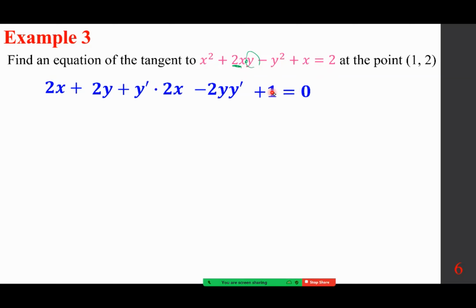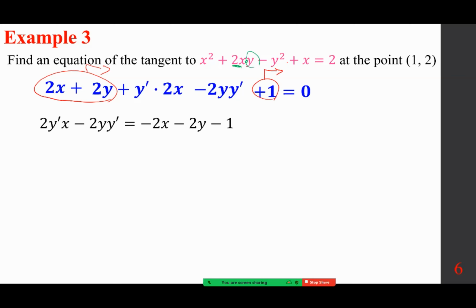All we have to do is solve for y prime, which means we are moving this part to the right, becomes minus 2x minus 2y. We are moving this part, becomes negative 1. So we move everything to the right that does not involve y prime. And now on the left side, we can factor the y prime out. Gives us y prime times 2x minus 2y.